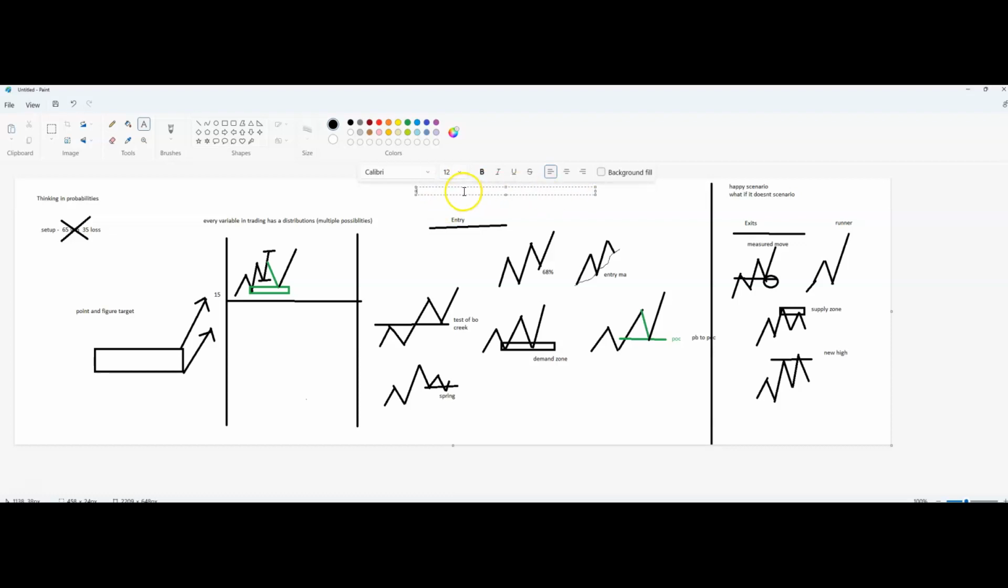You know, just have an approach. So pick whichever entry, creating consistency with an entry, with 1 or 2 entry approaches. Okay? And then at least 2 exits. You know? The happy scenario and the unhappy, or what if it doesn't scenario. At least 2 exits and up to 1 to 2 entries.